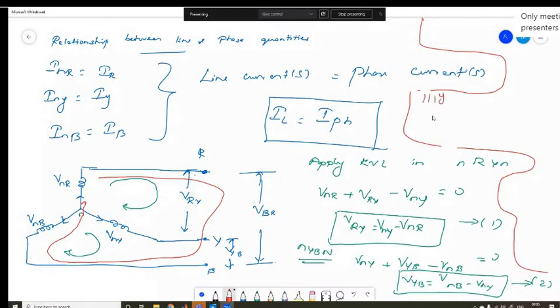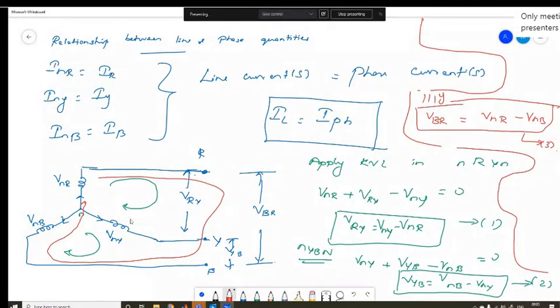Now similarly, you will be getting VBR is equal to VNR minus VNB. So I don't want to repeat the same steps again. You'll be able to do it by yourself. So I have three equations now. With these three equations, I can actually construct the phasor diagram.